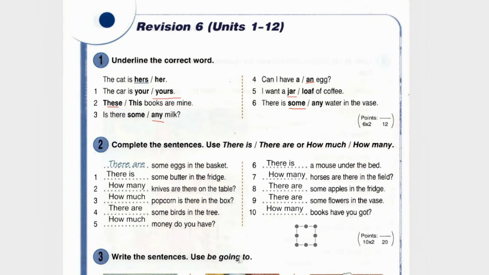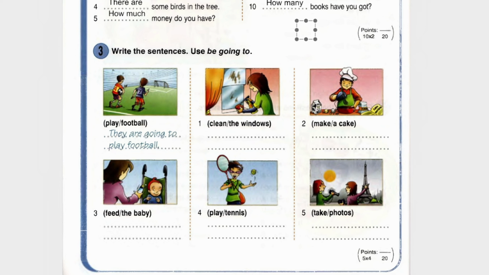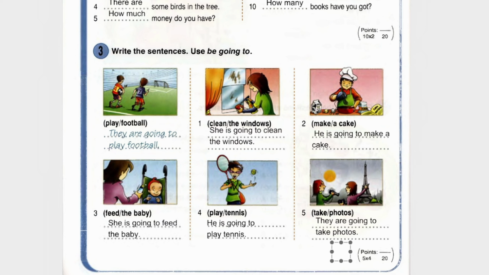Okay, let's take a look at the next exercise. Write the sentences using be going to. They are going to play football. She is going to clean the windows. He is going to make a cake. She is going to feed the baby. He is going to play tennis. They are going to take photos.